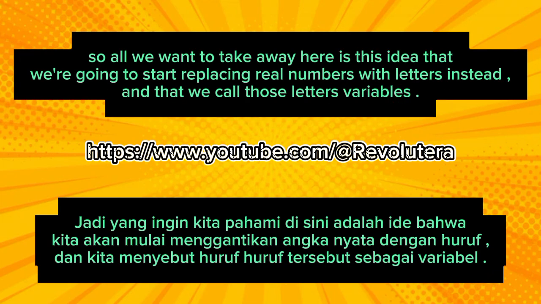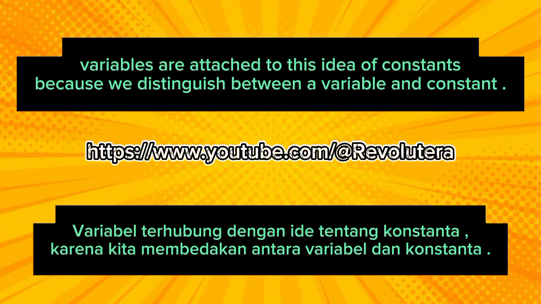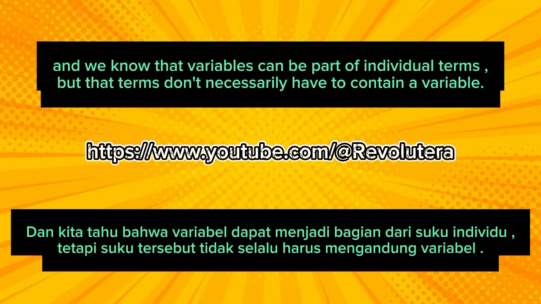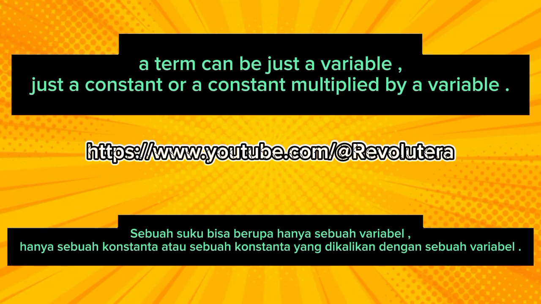So all we want to take away here is this idea that we're going to start replacing real numbers with letters instead, and that we call those letters variables. Variables are attached to this idea of constants. Because we distinguish between a variable and constant, we see variables appearing in equations and expressions. And we now know the difference between an equation and an expression. And we know that variables can be part of individual terms, but that terms don't necessarily have to contain a variable. A term can be just a variable, just a constant, or a constant multiplied by a variable.